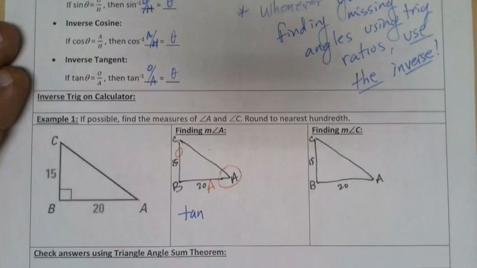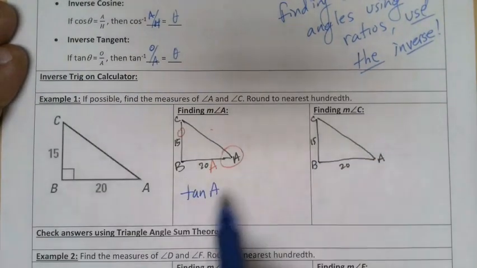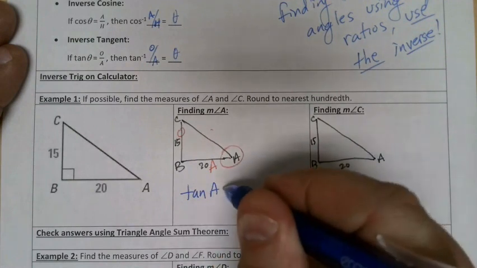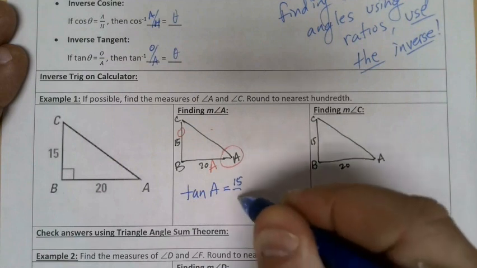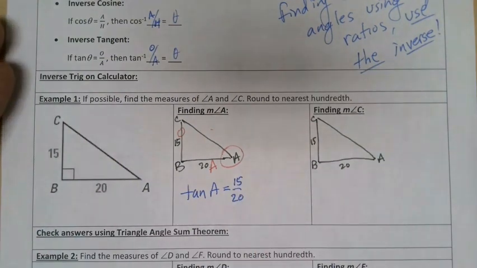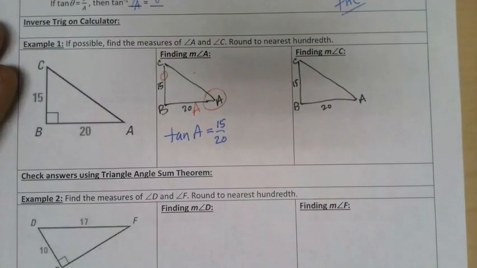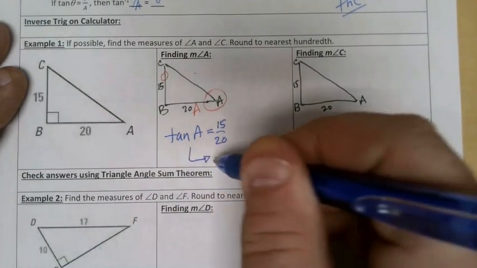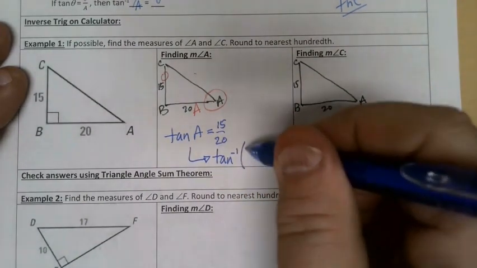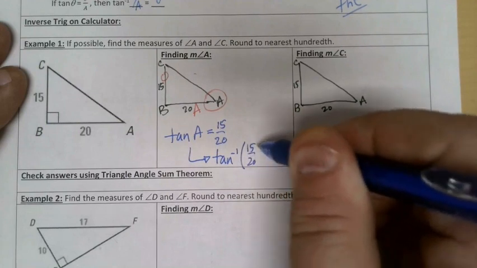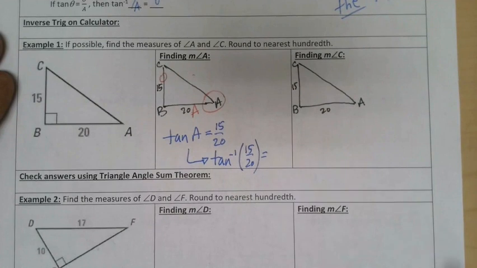Okay? So I set up this equation, the tangent of the angle, and the angle is A. I don't know the angle. And it equals the opposite, that's 15, over the adjacent, that's 20. Great. Now, I'm ready to use my inverse trig ratio. So I'm going to go the inverse trig ratio, so tangent -1 of the 15 over 20. And when I enter that into a calculator, it will give me my missing angle.